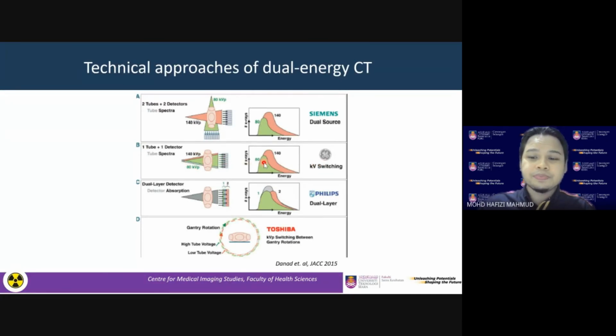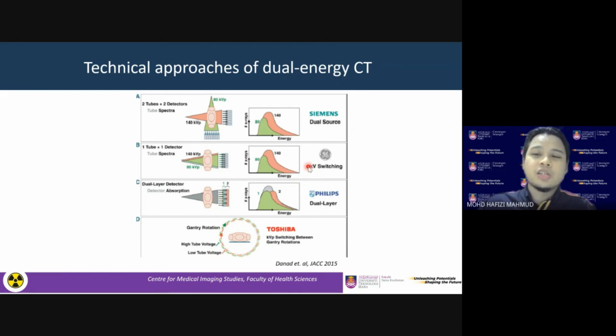Also Philips, they use a dual layer detector. They have a single tube, but a dual layer detector, where the outer part is for the low energy and the inner part is for the high energy. This is applied by Philips. Also Toshiba applies kVp switching, similar to GE, switching between high tube voltage and low tube voltage. This is how they have different approaches provided by different manufacturers.